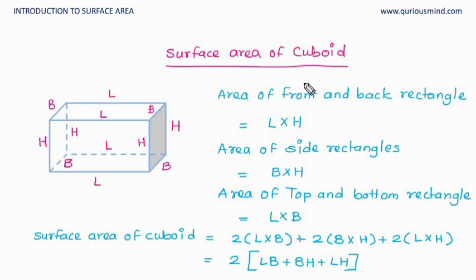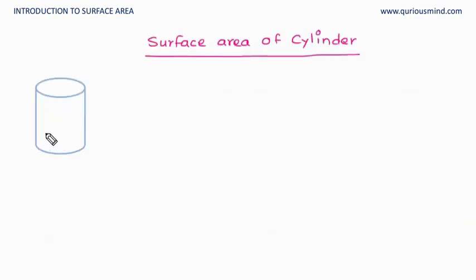Let's now derive the formula for surface area of a cylinder. So we have a cylinder here, and if we see, the cylinder is actually made up of 2 circles at the base and the top, and they are joined by a curved surface. So the area of the cylinder would be 2 times the area of this circle, because this circle and this circle are congruent, so 2 times the area of circle plus the area of this curved surface.